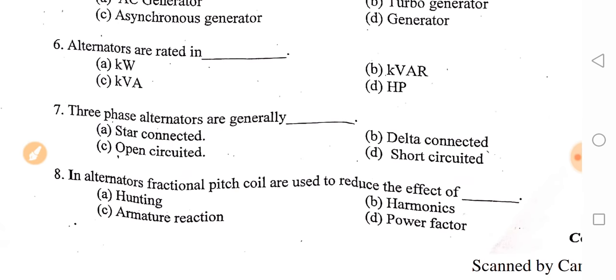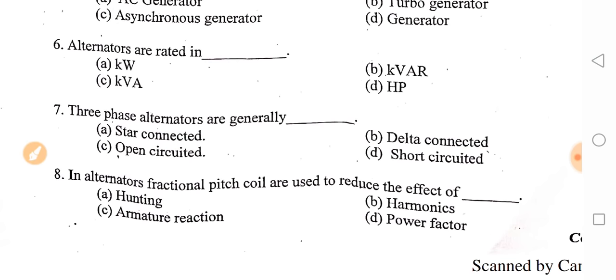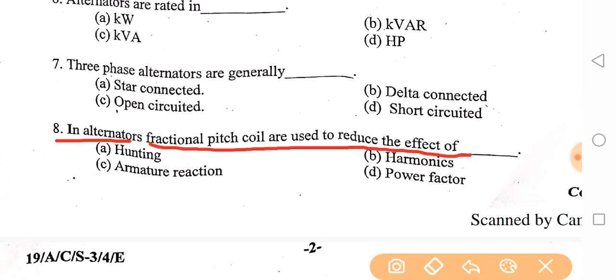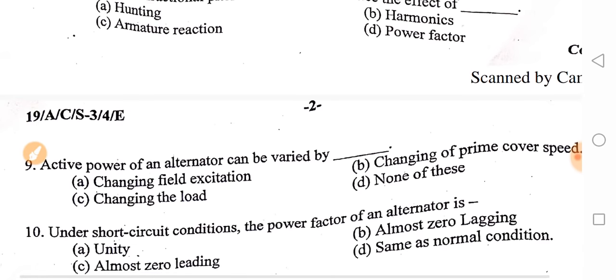Next, question number 7. Three-phase alternators are generally what? Star connected, open circuited, delta connected, or short circuited. Three-phase alternators are generally in which connection? Star connected. Next question is question number 8. In an alternator, fractional pitch coils are used to reduce the effect of, right answer is B, harmonics. To reduce the harmonics, fractional pitch coil is used.